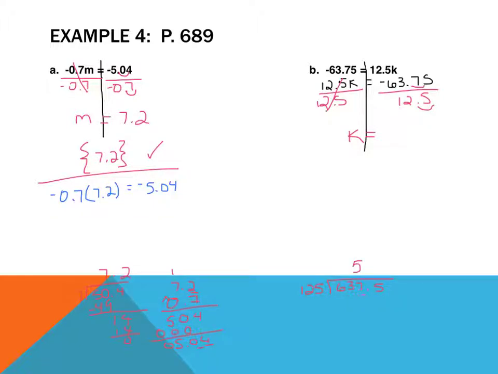5 times 5 is 25. 5 times 2 is 10, plus a 2 is 12. 5 times 1 is 5, plus the 1 you carried is 6. Okay, bring down the 5. 125 goes into 125 one time. Okay, so when we divide this, a negative divided by positive is negative 5.1.